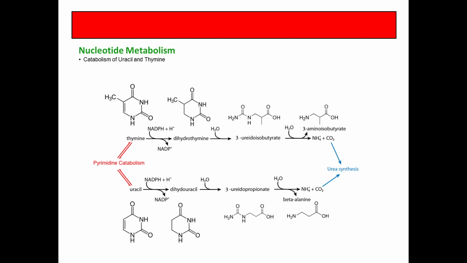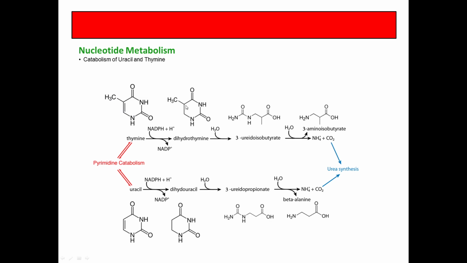Remember our purines, the waste products were a ribose 1-phosphate, which I could recycle, and uric acid. Here, for our pyrimidines, the waste products are just plain old ribose, no phosphate, which I could also recycle, and urea. Okay. Thymine is much the same way, right? So thymine, or uracil, basically with an extra methyl group, works exactly the same way.